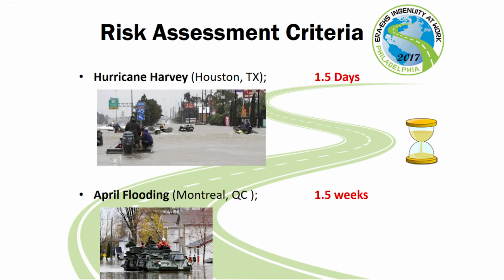So getting back to it, Houston took 1.5 days to develop. Very rapid, the flooding, as you can see by the photo there. We had flooding in Montreal back in April. The Great Lakes water levels were very high. The St. Lawrence River, which drains to the Atlantic Ocean, was very high, and they had to make a decision to open up certain dams. So the flooding there, actually not that far from our office, took place in about 1.5 weeks. So it was more controlled. There was more time for people to react and actually do something.